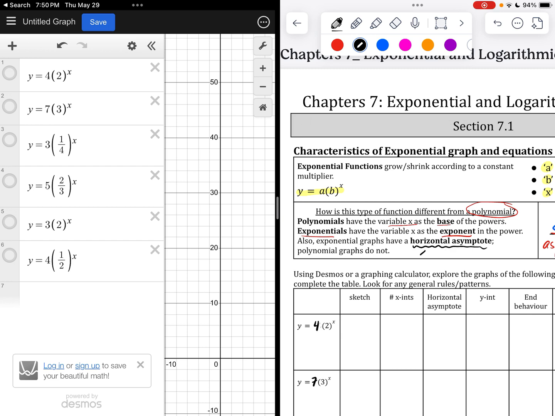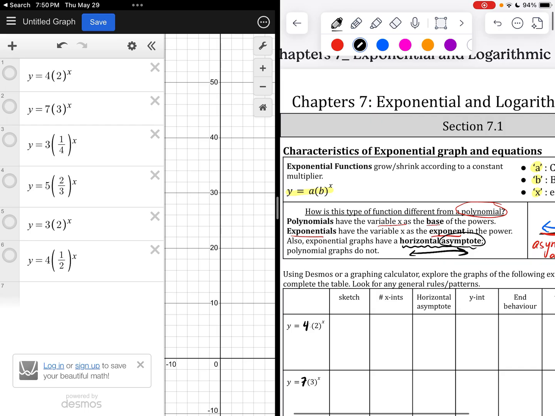So horizontal just means a line that goes left and right. And an asymptote is a line or a value that can be approached but never reached.